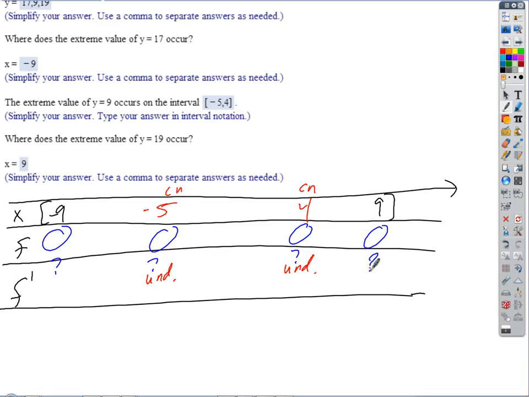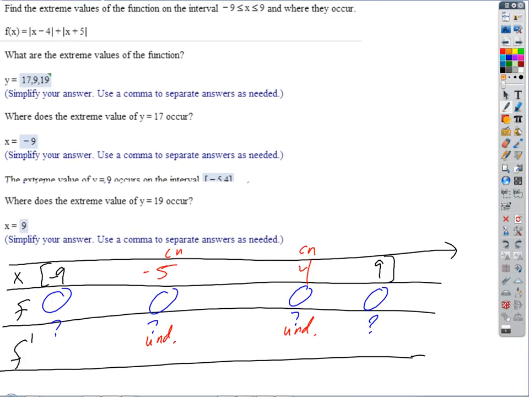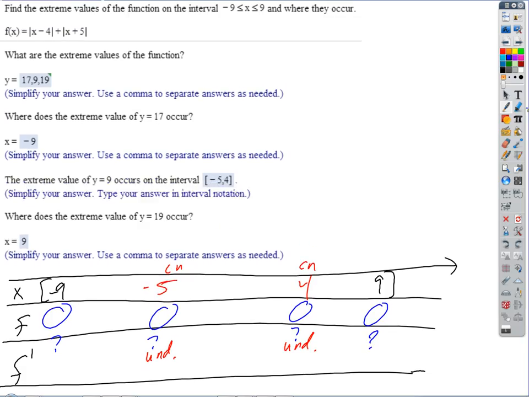One of them doesn't work though, because we got 17 now. Well, zero's not... We don't need to check 0, because zero's not a critical number. We only have to check these.